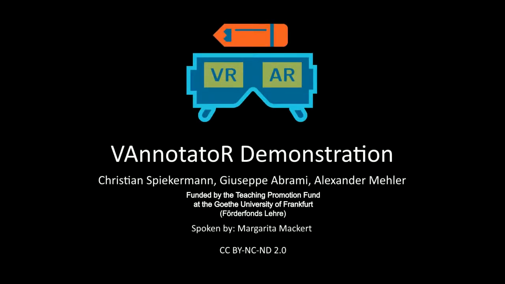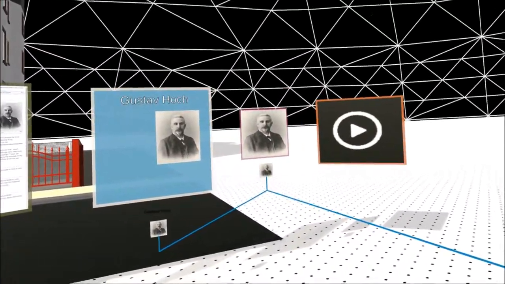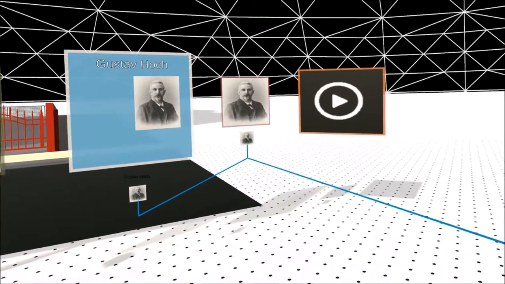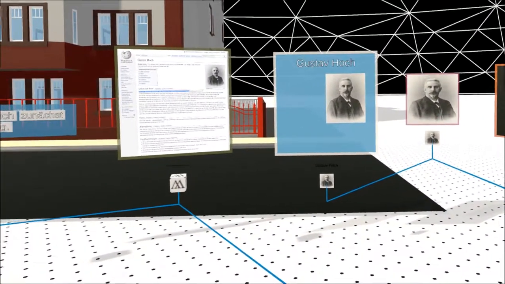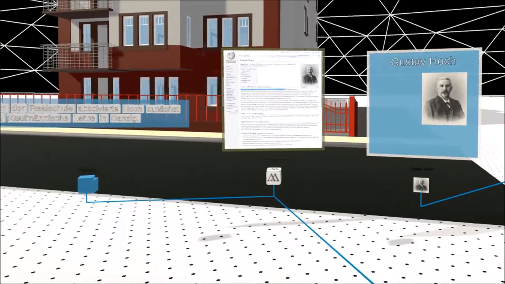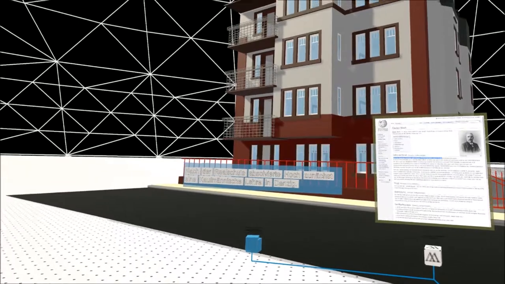Welcome to VAnnotator, a framework for linguistic and multimodal annotation in virtual reality. This environment allows the annotation of various discourse references, like videos, images, persons, web pages, texts, even 3D objects like this building and many more. It supports multiple desktop-based virtual reality headsets.